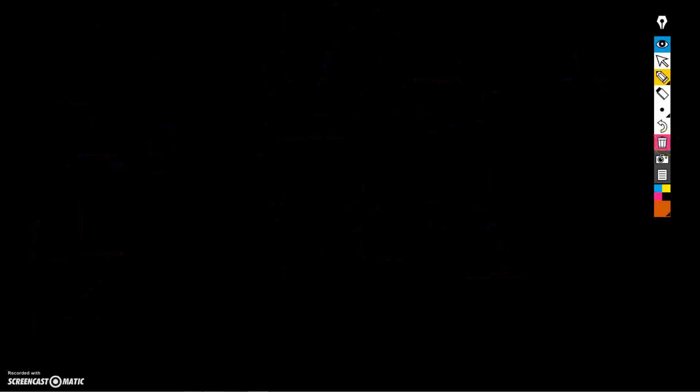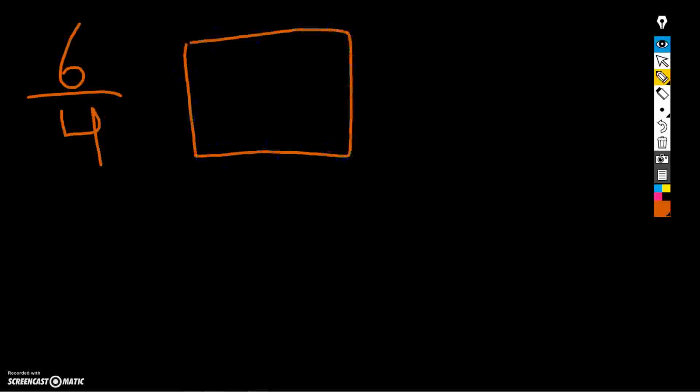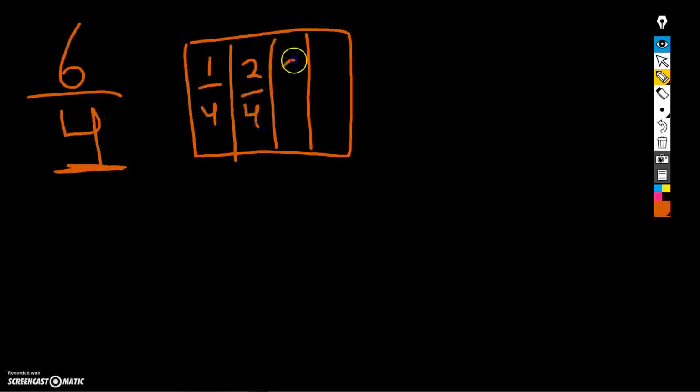Okay. Let's try one more. Let's try 6/4, like this. It's another improper fraction because the numerator is larger than the denominator, and we want to make it into a mixed number. We start by drawing one whole, and our denominator is 4, so that means this needs to be divided into 4 equal parts, just like that. So we have 1/4, 2/4, 3/4, and 4/4.